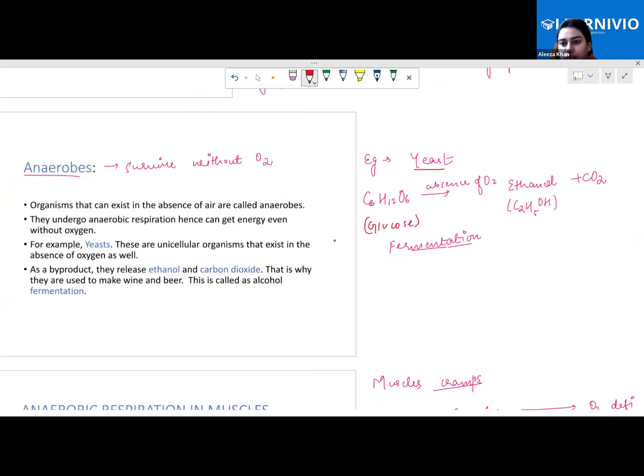Like below that table, I have to write this one. No, the one which I have written. Yeah, this one only, below the table. And arrow, is yeast. So this is utilized for making wine and beer.